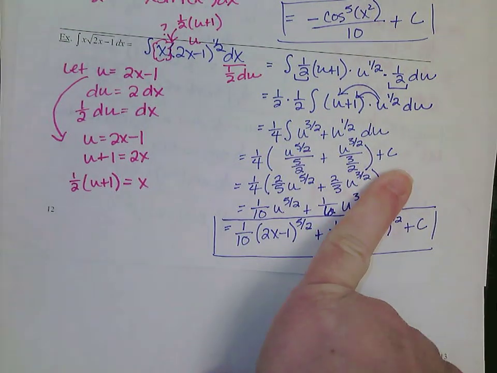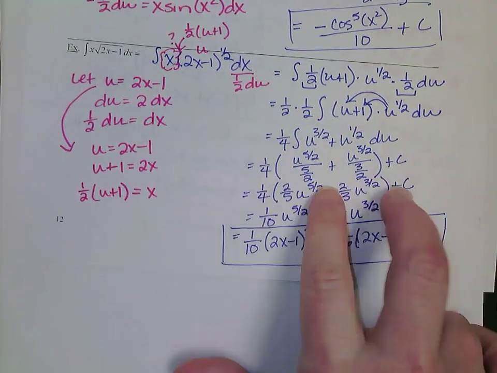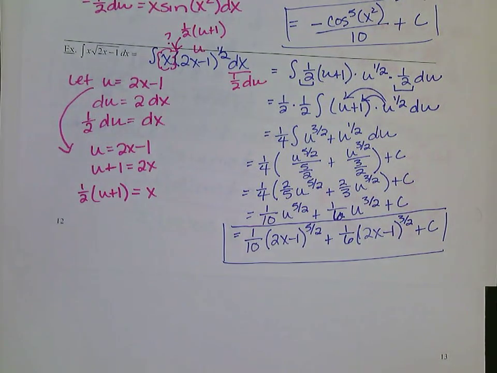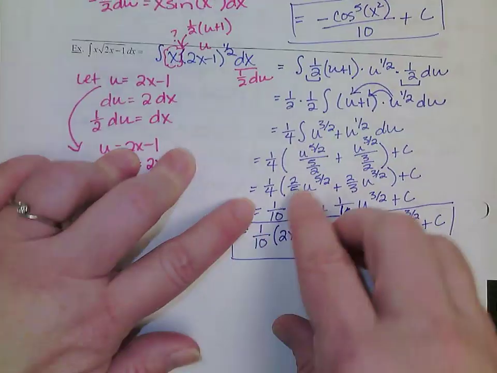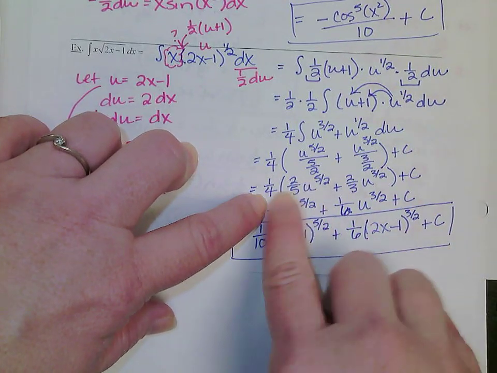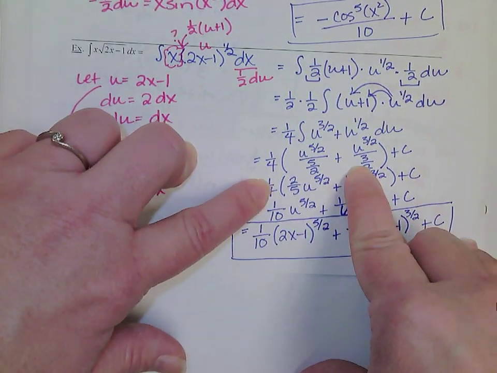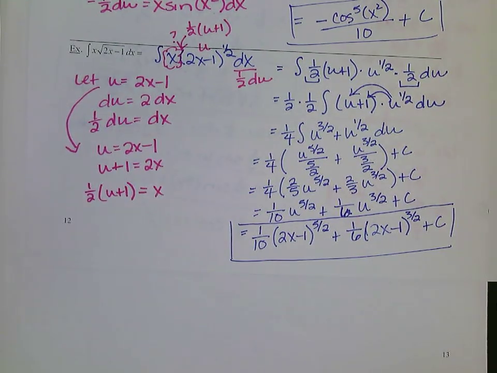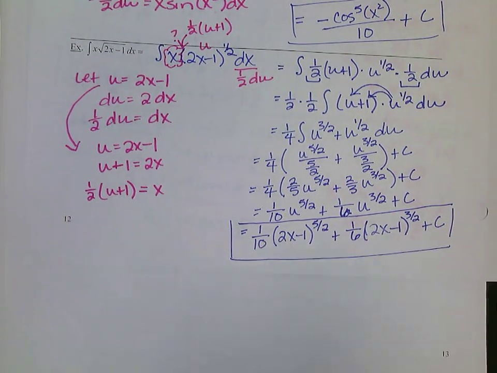Dividing is the same thing as multiplying by the reciprocal, so I pulled those out, and instead of dividing by 5/2 and 3/2, we multiplied by 2/5 and 2/3. And then I distributed 1/4 back in. So the 2 and the 4 cancel, so I have 2 times 5 is 10. 2 and the 4 cancel, so I have 2 times 3 is 6. And then I finished it off by substituting 2x minus 1 back in place of u. Do you guys have any questions?